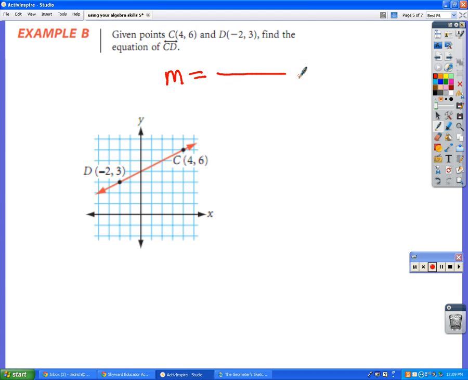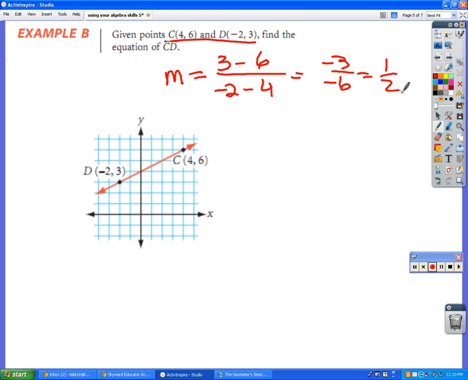Okay? What is y2? What is the y-coordinate of the second point? What's the y-coordinate of the second point? 3. The y-coordinate of the second point is 3 minus the y-coordinate of the first point, 6. The x-coordinate of the second point is -2, and the x-coordinate of the first point is 4. So 3 take away 6 is -3. -2 minus 4 is -6, and that reduces to 1/2. Okay. So my slope is 1/2.